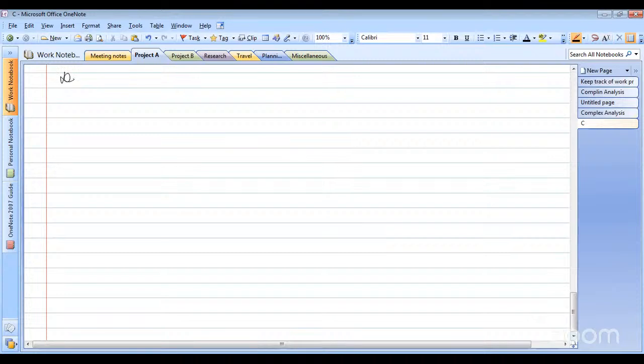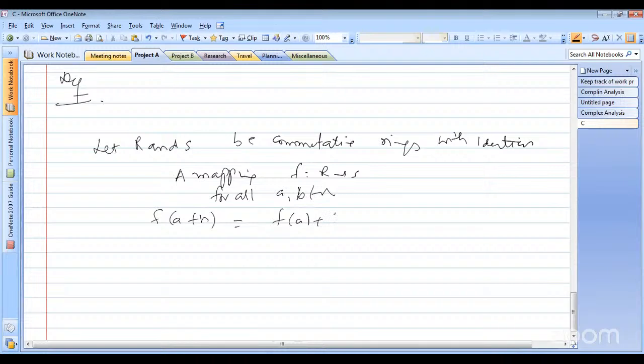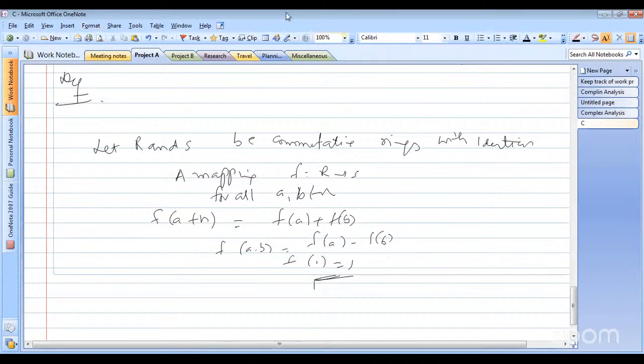But there is another definition for this. Let R and S be commutative rings with identities. A mapping f from R to S is said to be a homomorphism if the following are satisfied for all a, b belonging to R: f of a plus b equals f of a plus f of b, f of a dot b is equal to f of a times f of b, and f of 1 is equal to 1.